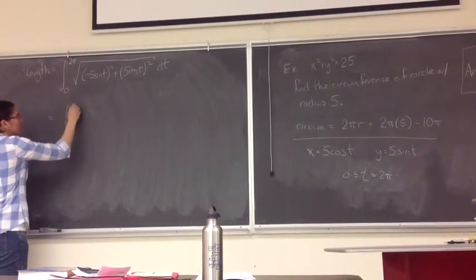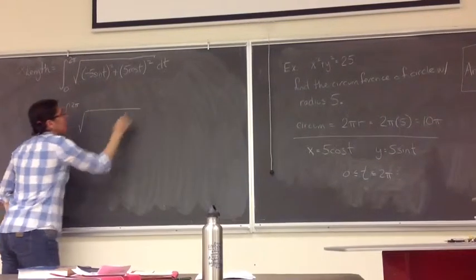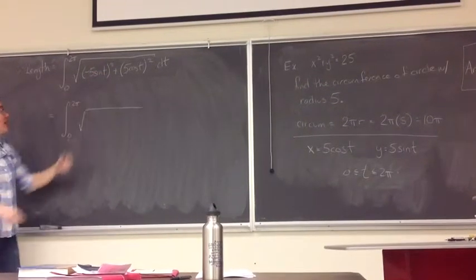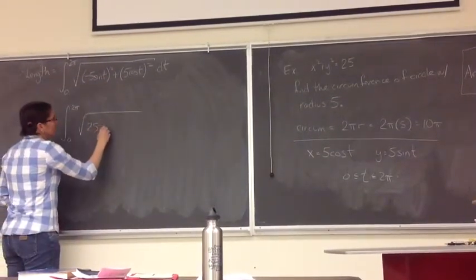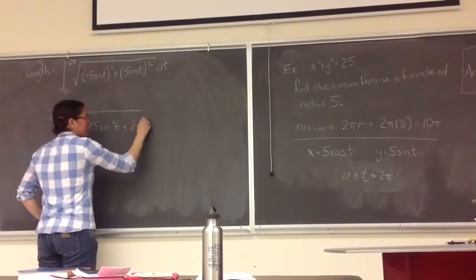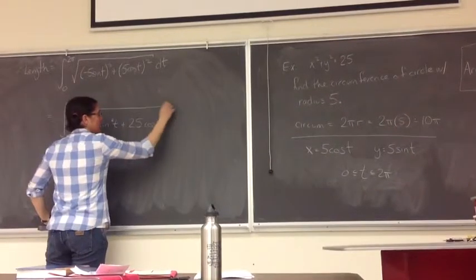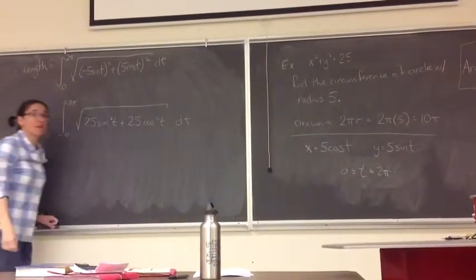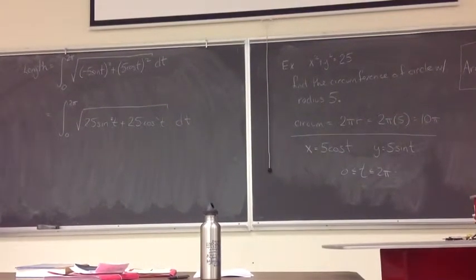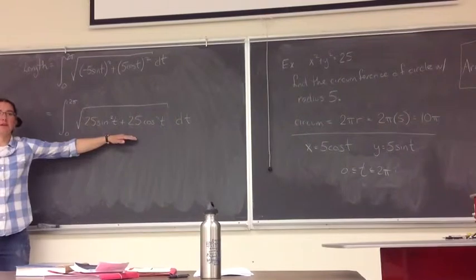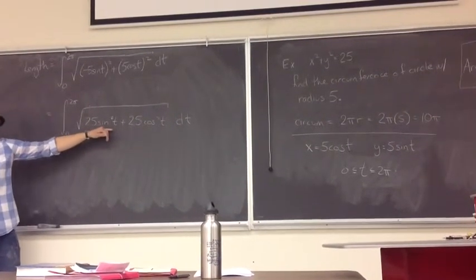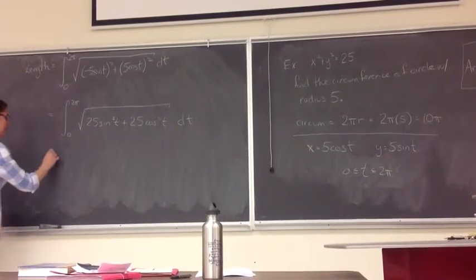The integral from 0 to 2 pi, if I expand my integrand a little bit here under the square root, then I have 25 sine squared t plus 25 cosine squared t, and I have a dt at the end. Does anybody see anything that we could do here to simplify this, Ben? Well, if you pull the 25 out, then sine squared t plus cosine squared t is just 1.